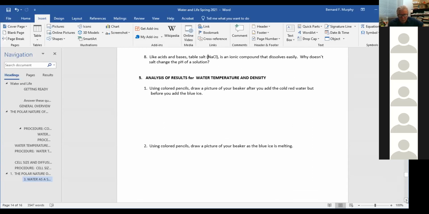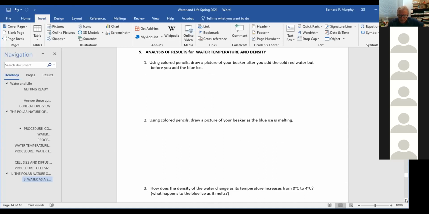We went to 5. Draw a picture of your beaker. Now the drawing question, don't worry about that. Also, the next one is the drawing. So 1 and 2, you don't have to draw it.